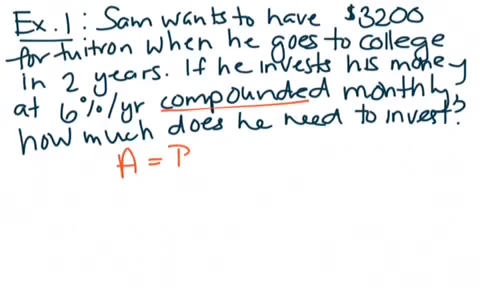So as soon as you see the word compounded, we know that we are using the equation A equals P times 1 plus R to the power of N. So we know we're looking for A. We're looking for P. We're looking for R. And we're looking for N.